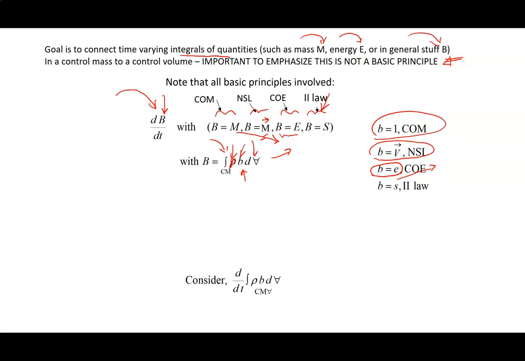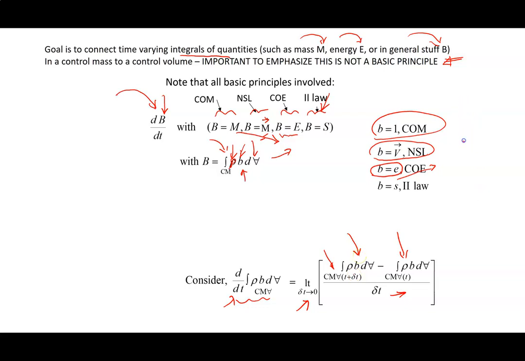Now let's look at the rate of change of this integral of rho b dV over the volume occupied by the control mass. If you go back to the fundamental definition in calculus, I can write this derivative as simply the limit as delta t approaches 0. Delta t is a small time step, where I take this integral of rho b dV over the control mass, and the control mass may occupy a different location in space at a new time, t plus delta t, and subtract it from its original value and divide that difference by delta t. That's what gives me the first derivative.